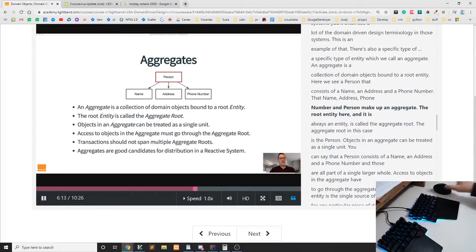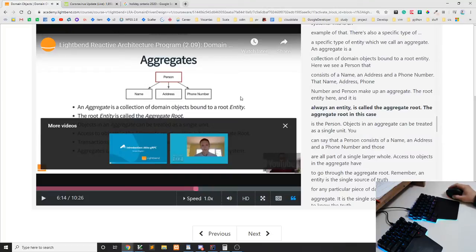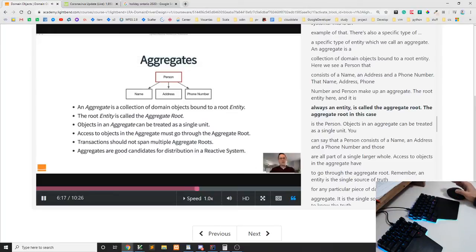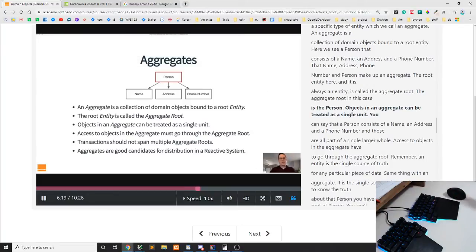Now, the root entity here, and it's always an entity, is called the aggregate root. The aggregate root in this case is the person.